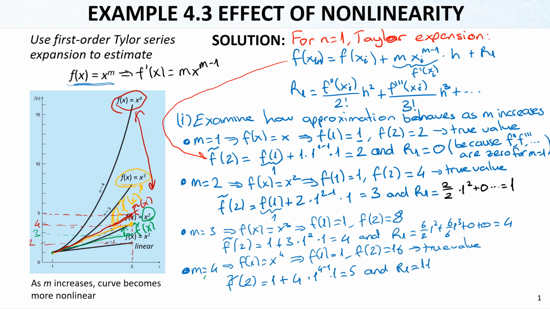In other words, we see that with the increase of nonlinearity or increase of m, the truncation error R1 is also increasing, and the prediction is less accurate. So this is the effect of nonlinearity when we keep the Taylor expansion degree constant, as linear for example here. So we finished this first step. Let's move to the second step in the next slide, in which we will investigate the step size effect, the change of h basically.